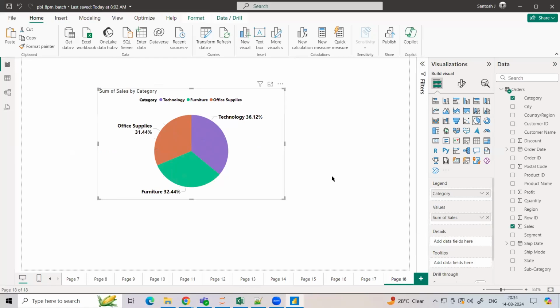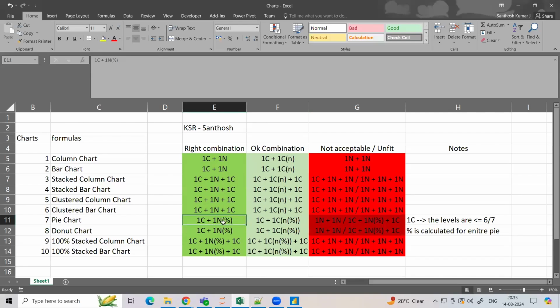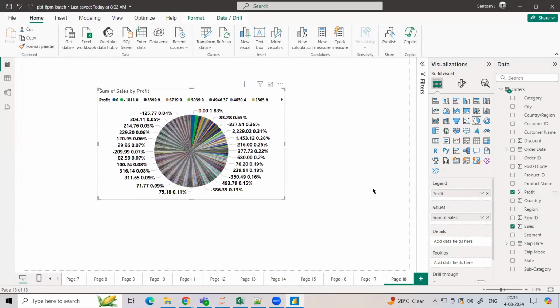Did you understand this? Yeah. What is this? Pie chart, we know what it is giving you. It is giving 100%. Total is 100%. Very good. What is this? 1C plus 1N, category plus category. Working, right? Percentage. Okay. Now in this red color, it is saying 1N plus 1N. It is not fit. Is it fit? No. That's why I've written no.